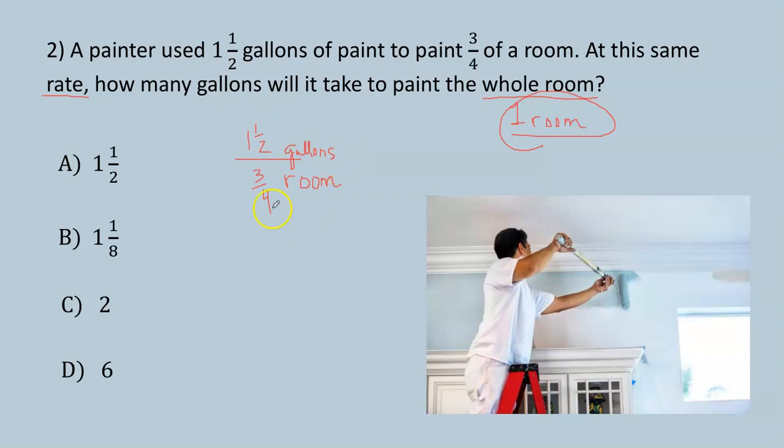So we have here a complex fraction, and the first step in solving a complex fraction is to make sure the numerator and denominator are both fractions. The numerator is currently a mixed number, so I need to change that. So I multiply the 1 by the 2, and I get 2, and then I add the numerator, so I add 1 to that 2, and I get 3.